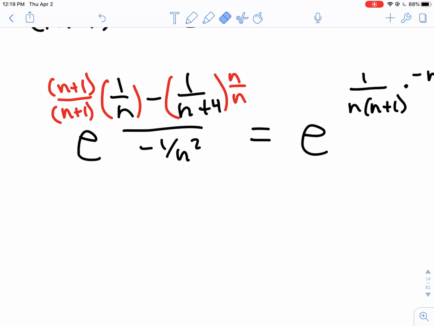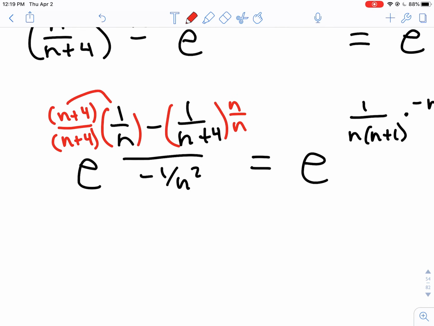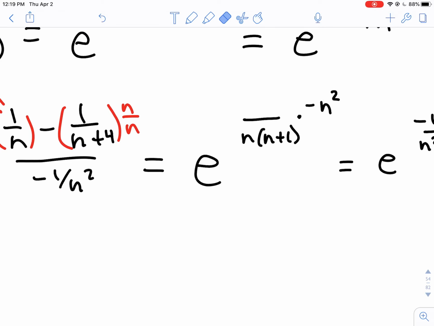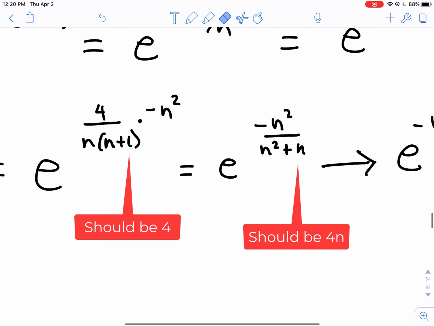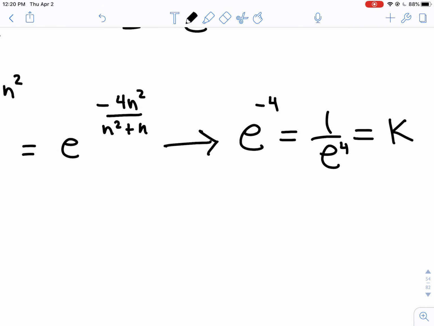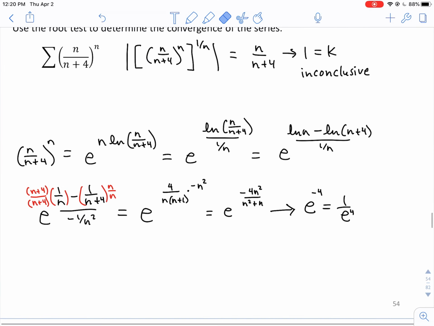This will be a 4 here, and these should therefore be n plus 4s in order to get a common denominator. So when I multiply n plus 4 times 1 and then subtract n, I'm actually going to get a 4 up top here. So there's going to be a 4 joining this n squared. So this will approach e to the negative 4, which is 1 over e to the 4. But we're not doing the ratio test here, so this is not a k. We're analyzing this as a sequence.